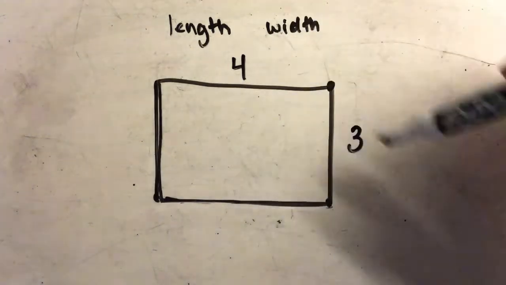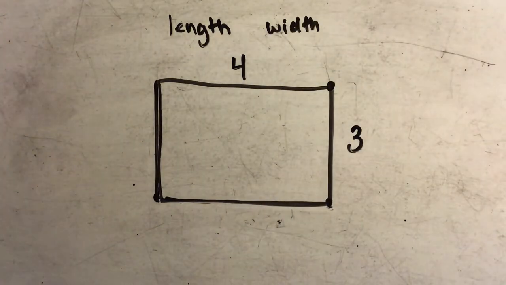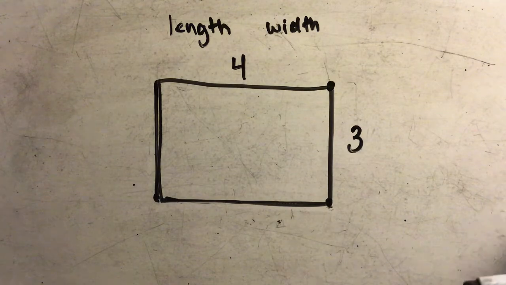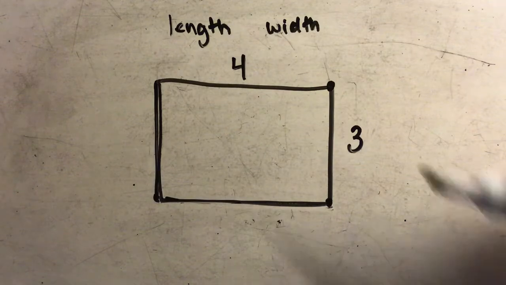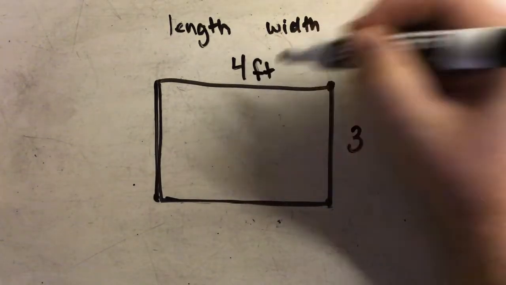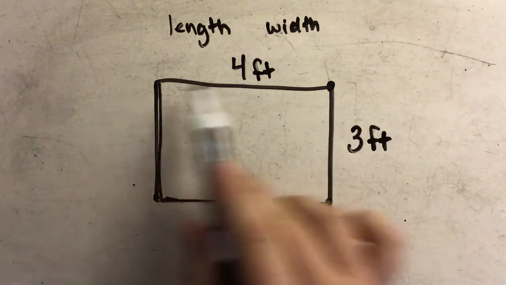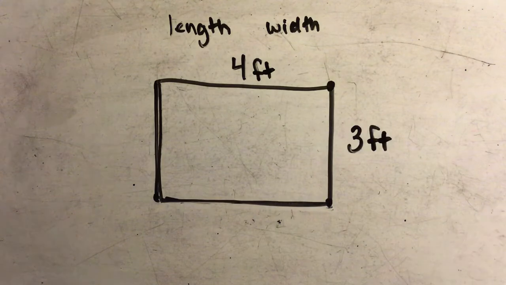And when the length and width are given to you, it'll typically be given to you with a unit of measurement. And it might be any unit of measurement that we have. It could be inches, it could be miles, it could be meters, it could be centimeters, any unit of length that we use. In this case, we'll say that these are feet. So this is a rectangle that's 4 feet by 3 feet.